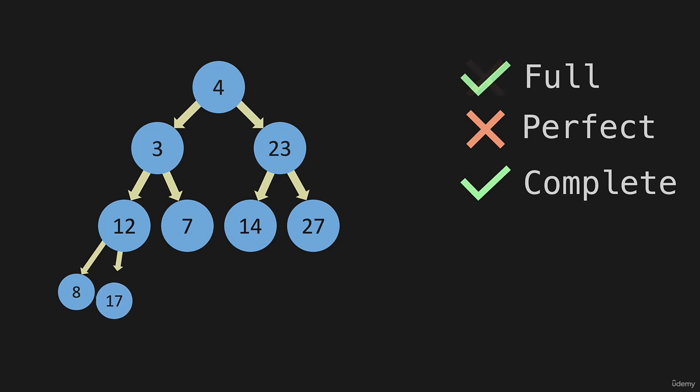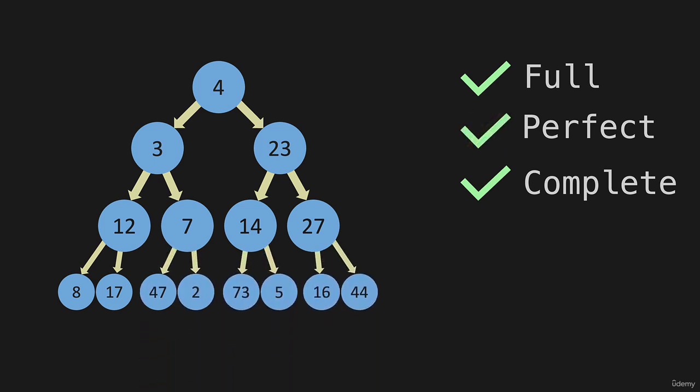If we add one more node like this, filling this from left to right, it remains complete, but it is now also full. But it is not perfect because we haven't filled it all the way across. So if we do this, now it is full and perfect and complete.